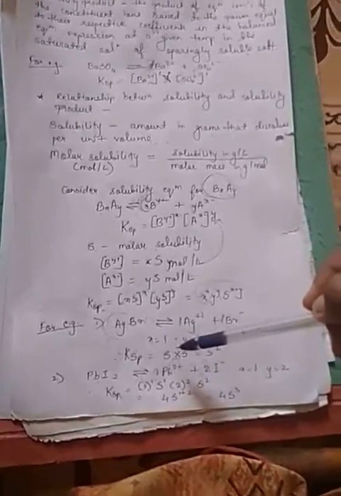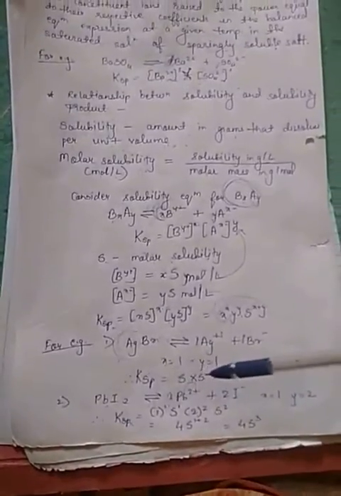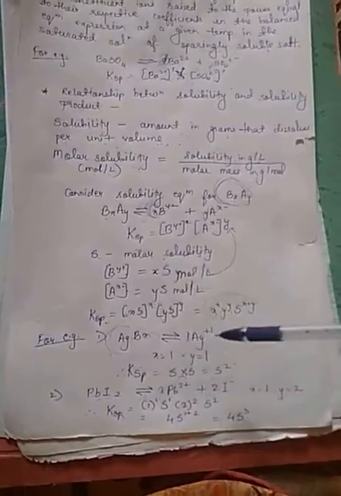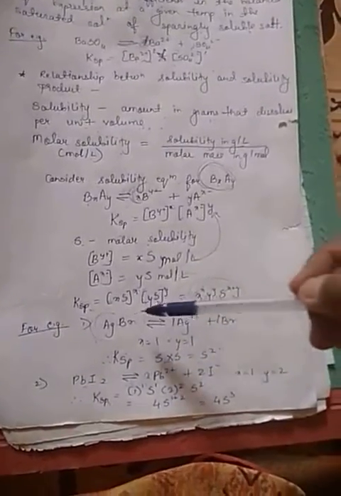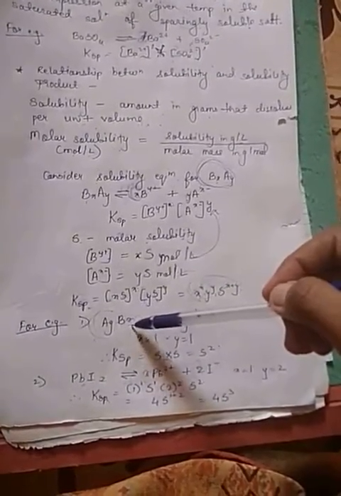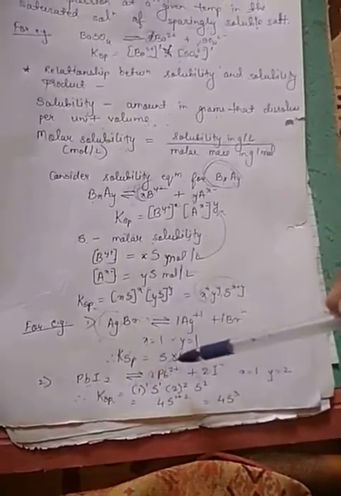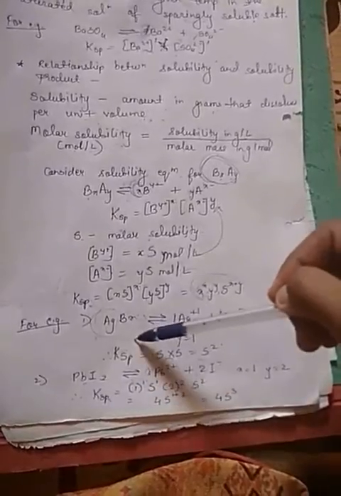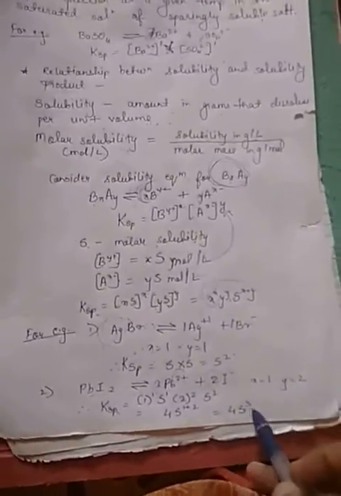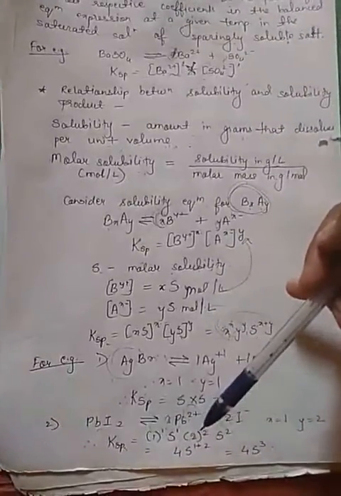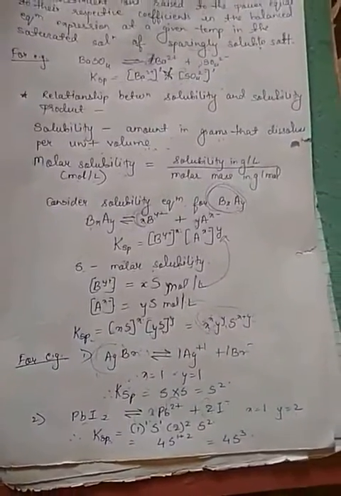Please understand this concept and the mathematical expressions, because numericals are asked based on this. Like find the solubility product of AgBr, or what is the relationship between the solubility product of AgBr and its solubility. So KSP, that is the solubility product of AgBr, is equal to the square of its solubility. For PbI2, that is lead iodide, it is equal to 4S cube. So you have to practice some examples based on this solubility product and solubility.